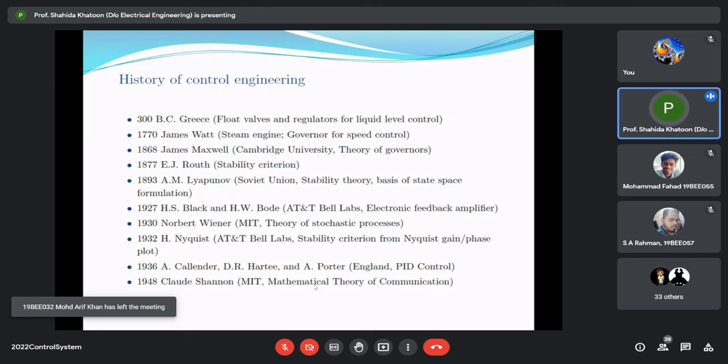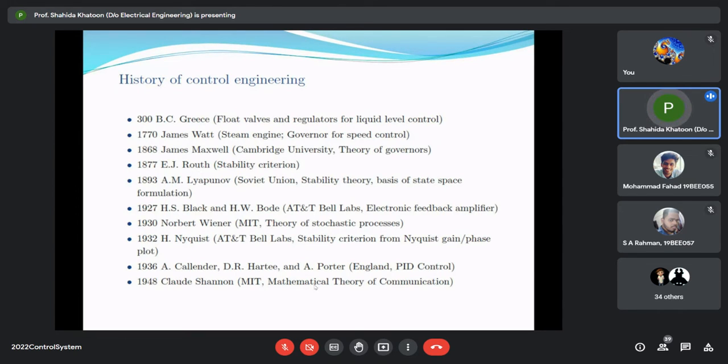In 1927, H.S. Black and H.W. Bode of AT&T Bell Labs gave the electronic feedback amplifier concept. In 1930, Norbert Wiener of MIT gave the theory of stochastic process. In 1932, H. Nyquist of AT&T Bell Labs gave the stability criteria from Nyquist gain and phase margin. In 1936, Callender, D.H. Hartree and A. Porter from England gave the PID control system.